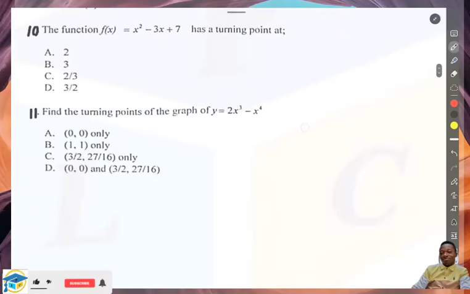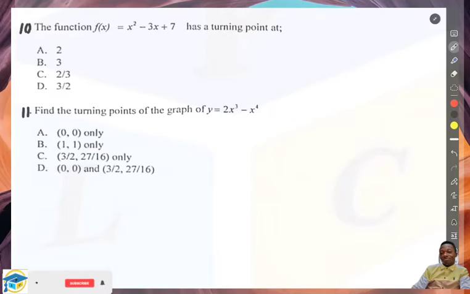Question number 10. The function x squared minus 3x plus 7 has a turning point at. So here, we'll find the first derivative of this function. So we will say that f prime of x should be equal to, so differential of x squared should result to 2x. Differential of negative 3x should result to negative 3. Differential of 7 should result to 0 as a constant. So we'll say that at this point, the curve is at rest.